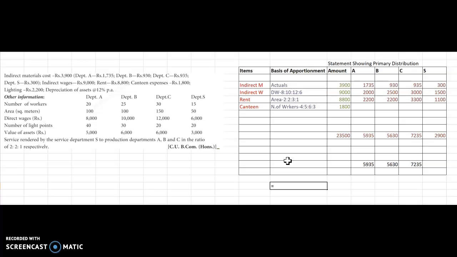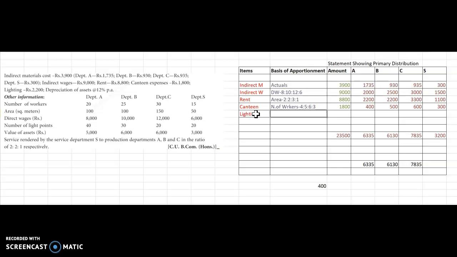So A is equal to 4 divided by 18 into 1800. So that will be 400. Actually we need to just multiply it by 100. So we can do 400, this will be 500, this will be 600, and this will be 300. Okay, easy. Next we have lighting.